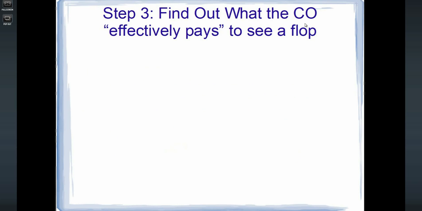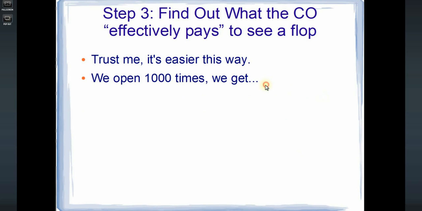So now we want to figure out how much the cutoff effectively pays to see a flop with the worst hand in his opening range. Trust me, it's easier this way, at least for me and for most of the people I explain it to, where we assume we open 1,000 times, because this lets us work with a lot of whole numbers, whereas if we don't assume we open 1,000 times when we analyze this, we're going to end up with tons of fractions and weird percentages, which tend to confuse people. So anyways, we're going to assume we open 1,000 times to illustrate what I'm talking about here.